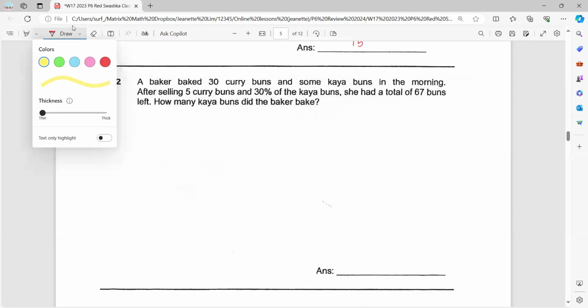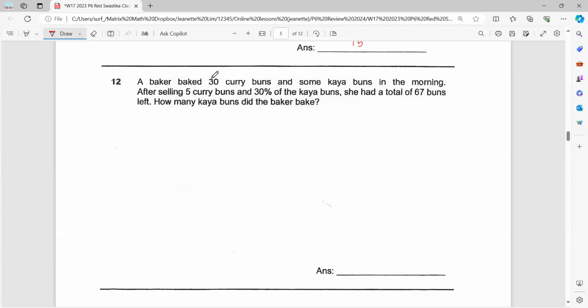Okay, so firstly, we started off with 30 curry buns. Okay, not 30 curry buns and kaya buns, but just 30 curry buns. Some kaya buns, which we don't know. Okay, so let's focus on what we know first, which is the 30 curry buns. Then after selling 5 curry buns, so we take 30 minus 5 to find the curry buns in the end.